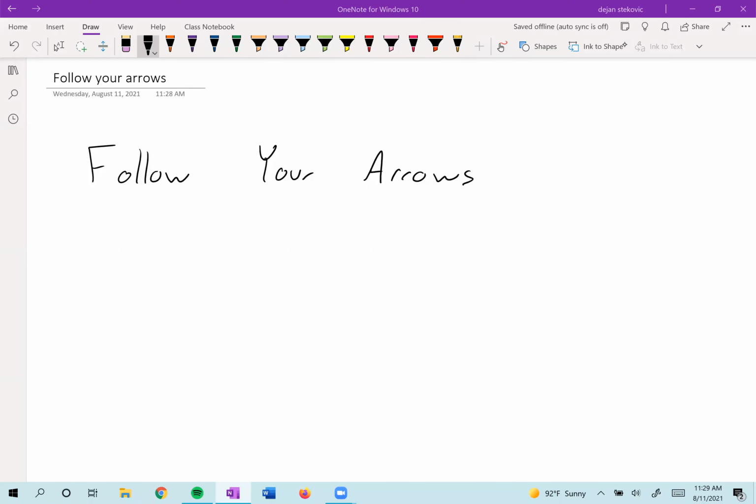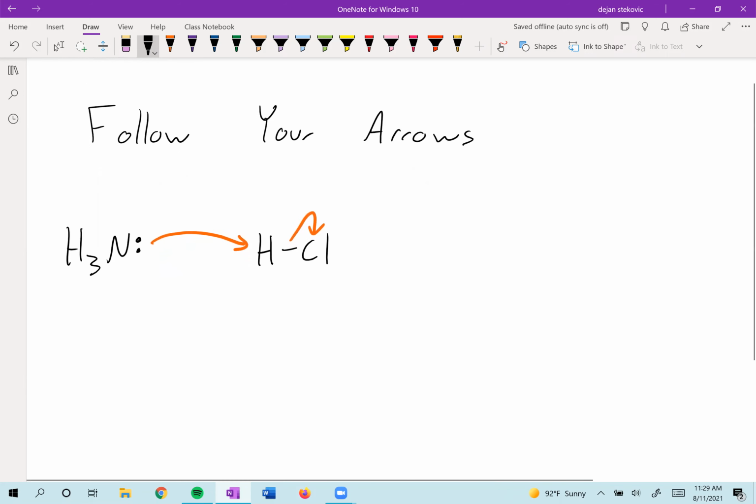All right, so the main thing I want you to be able to do here is to follow your arrows. So in this case, I'll give you the mechanism, and then I'll ask you for the product. So for example, we have this reaction with ammonia and hydrochloric acid, and then this is the mechanism right here. So go ahead, try to follow this mechanism and predict what the products and their charge is going to be.